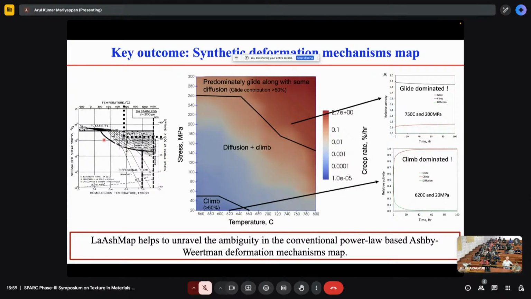Now we do not need to perform hundreds of experiments for longer durations, like years of time. We are able to use this model to build not only the creep response, but also something called a deformation mechanism map, similar to what we have in an Ashby-Whitman map. That is one of the key outcomes we can get from this modeling approach.